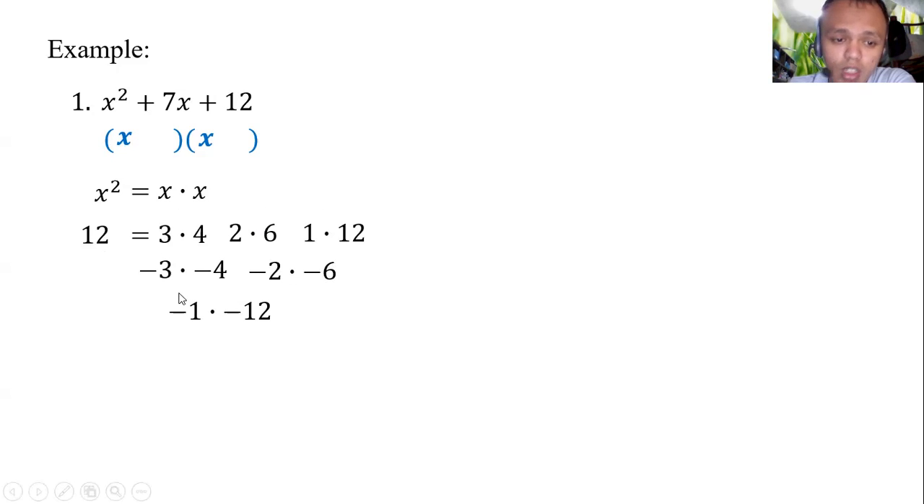Now, what we will do, we will choose which of these factors that if we add those two factors, the sum is 7. Okay? So which of these? Which pair of factors of 12, when we add them, gives positive 7? Let's try 3 and 4. 3 times 4 is 12, and if we add 3 and 4, the result is 7. So the factors that we should use here are 3 and 4. So we have x plus 3, x plus 4. So this will be the factor of x squared plus 7x plus 12.